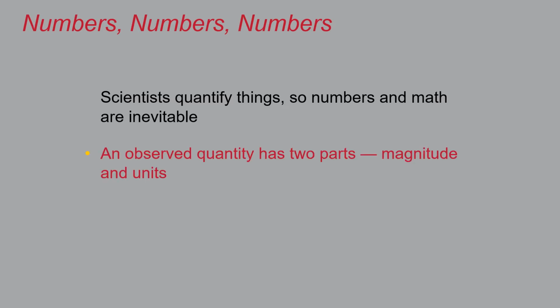Now, observations. What we observe we call quantities. And any observed quantity, any observation, is going to properly have two parts, a magnitude and a unit that goes with it. Technically, it's got three parts. The third part is an uncertainty, but we're not going to talk about that much in this class.